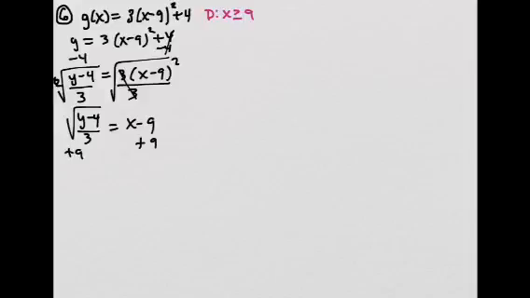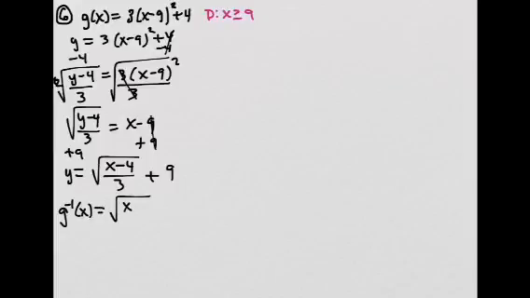Now 9 cannot be added to the -4 or inside the radical. It has to stay outside. So we switch the x and the y. I usually put it at the end on the left side. And then plus 9 has to be outside. And then change the notation, so g inverse of x equals this. So this is what we think the inverse is right here. We got to confirm it now.